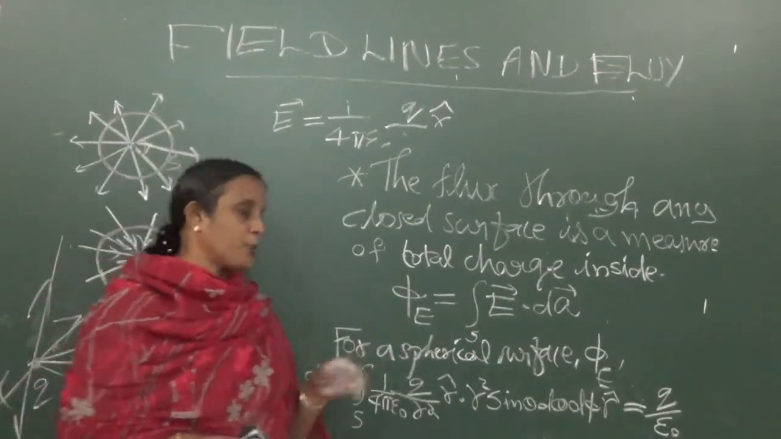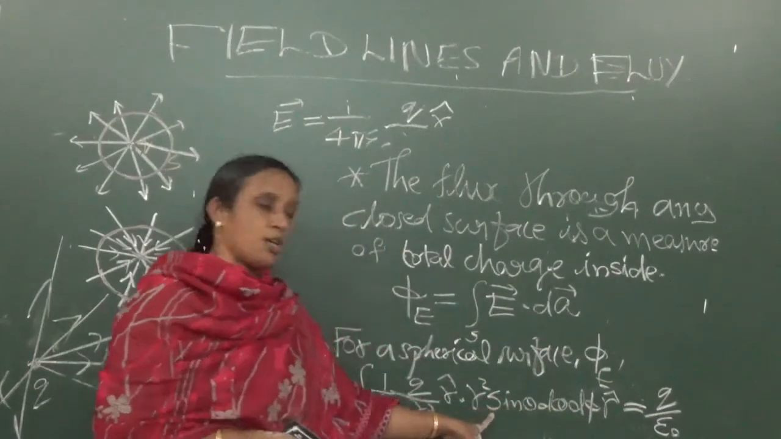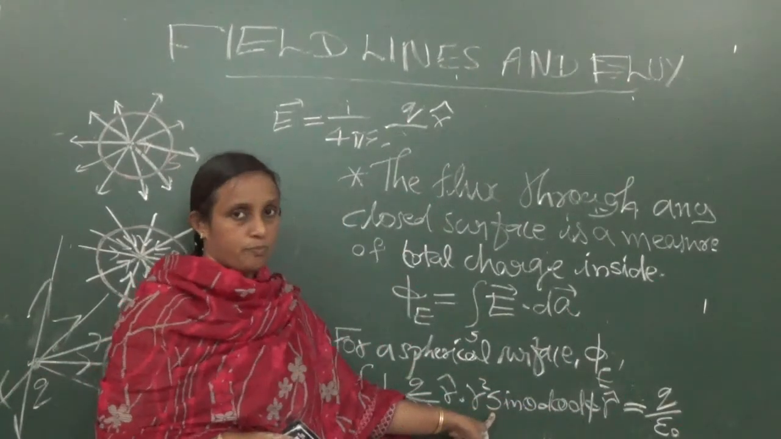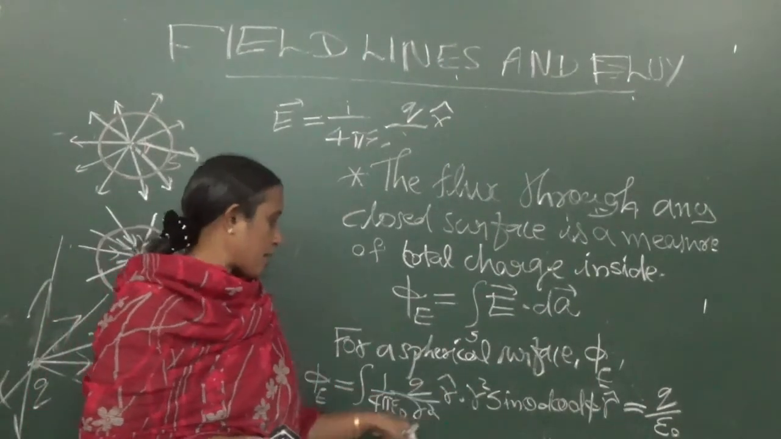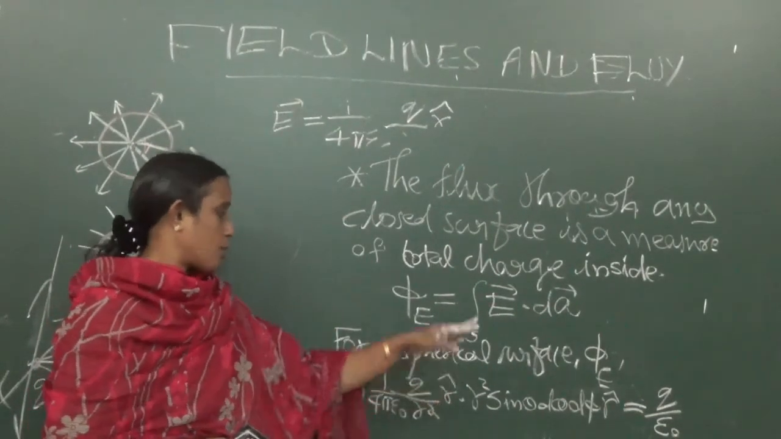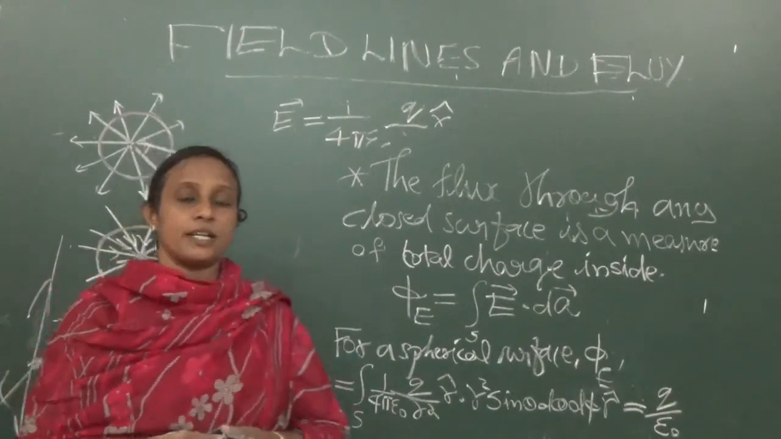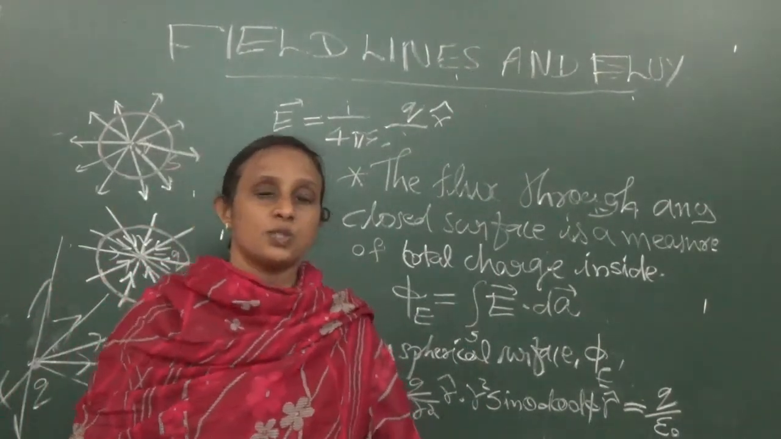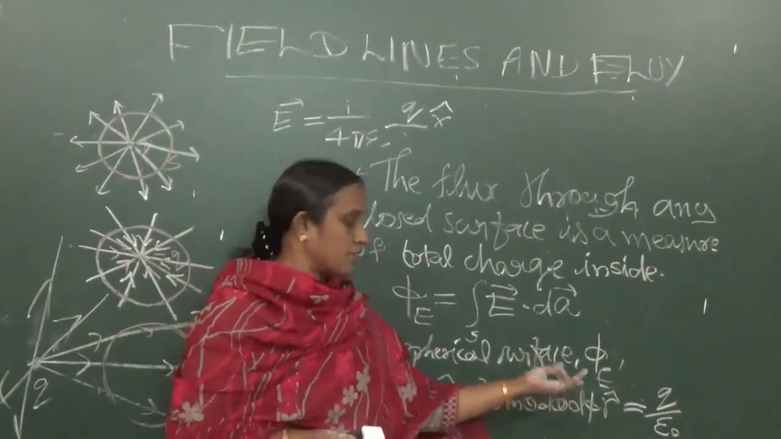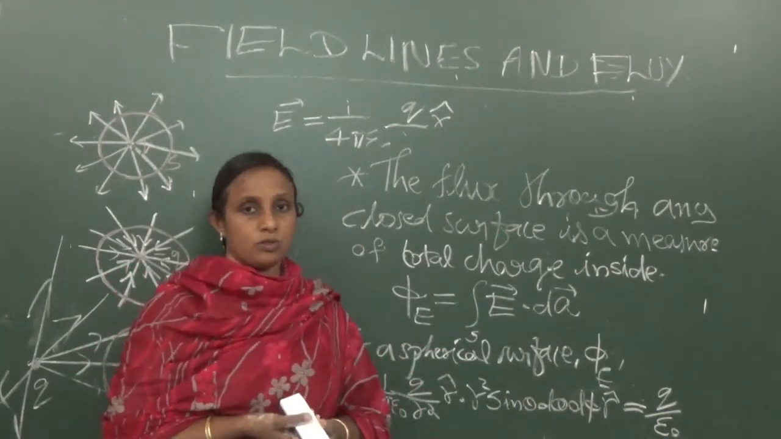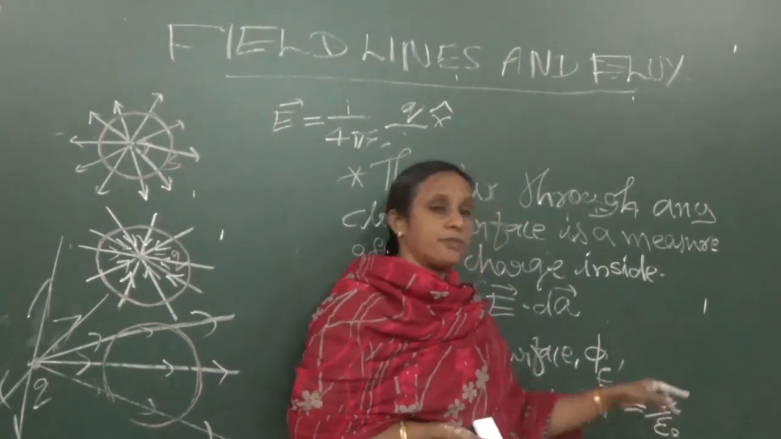Q by epsilon 0, because the integral of sin theta d theta d phi equals 4 pi. The 4 pi cancels out, and r square and r square cancel out. You are left with q by epsilon 0. So what we get is that the flux through a surface S is given by the total charge enclosed by epsilon 0.